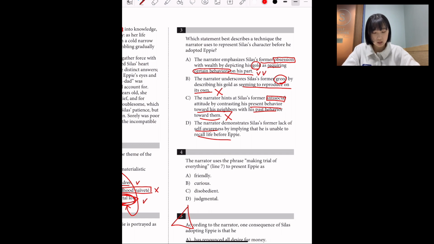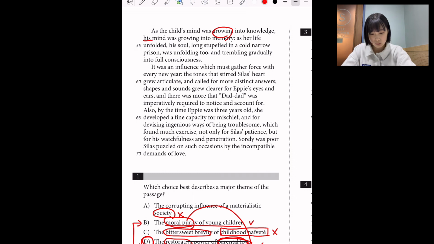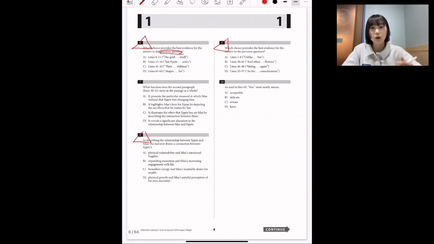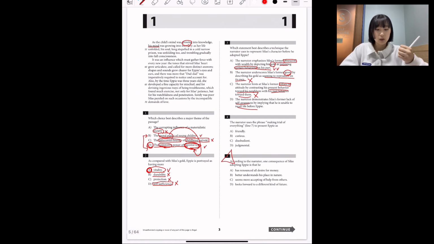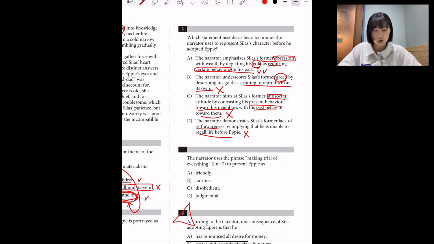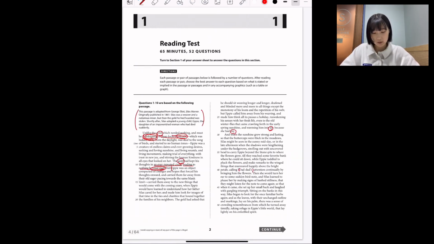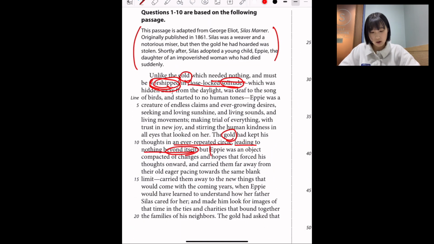And D, the narrator demonstrates Silas's former lack of self-awareness by implying that he's unable to recall life before Epi. Now we know that it's not true because just here it says that his mind was growing into memory, and it's not that he can't recall it. He can recall how materialistic and self-centered he was before Epi, and he can see that these changes are happening, and he can contrast the person he was before with the person he is now. So it's not a very good choice to say that he is unable to recall life. That leaves us with A, because we can find clear-cut evidence here in the passage.